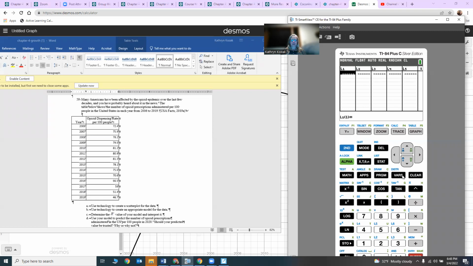And now I can type my data in: 2006, 2007, 2008. Oops, I'll type 2008, 2009, 2010, 2011. I just type it all the way in, all the way up until 2019.